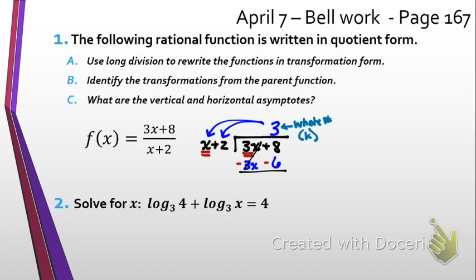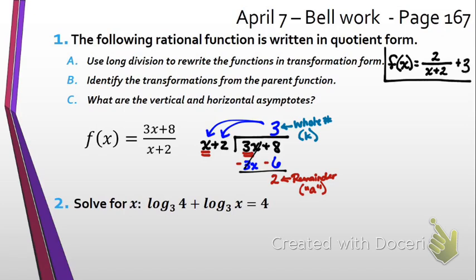So my 3x's cancel, and I have what left over? 2. Who's that? A. That's A. Here's my remainder. So I am ready to write this in transformation form. F of x equals, what's it going to look like? 2 over x plus 2, plus 3. Beautiful. So we got our transformation form now.